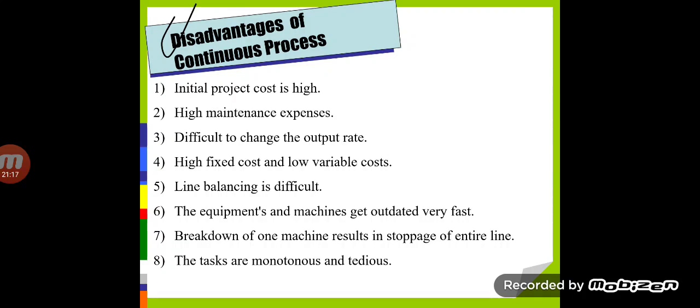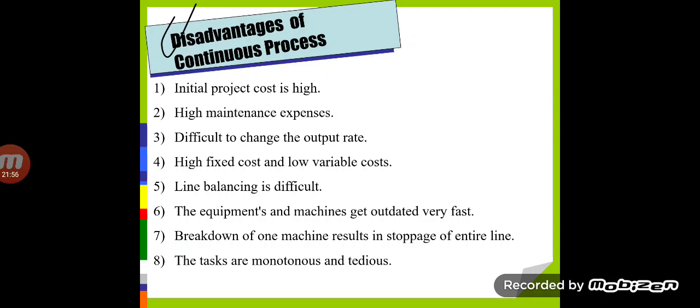Difficult to change the output rate. When we have decided the quantity we would like to produce in the organization, we are not able to change it frequently. It requires very tough time to change, and it is difficult for the manager to change these things. High fixed cost and low variable cost. Yes, high fixed cost, because we are investing a large amount in machineries in the initial stage. Other costs will be low compared to the very high fixed cost.